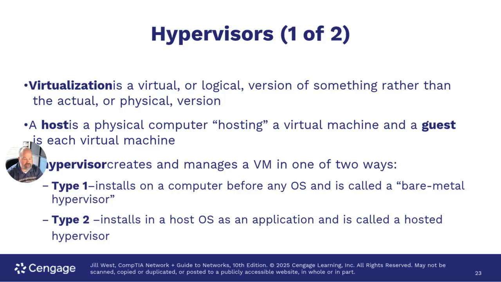Type 1 hypervisors install directly on bare metal. They're the serious, no-nonsense type. And Type 2 hypervisors install as applications on a host OS. They're more like the friendly roommate approach to virtualization.